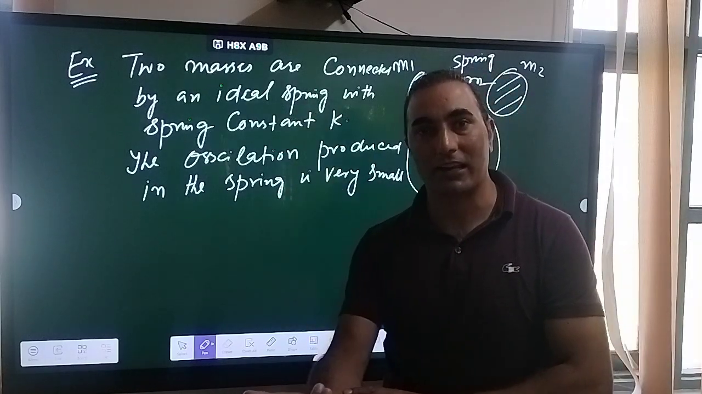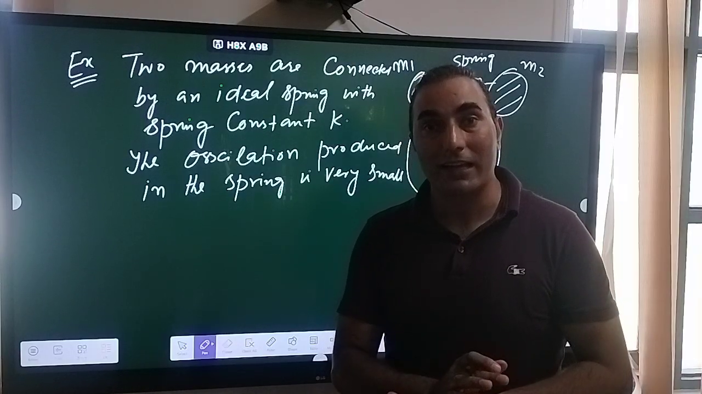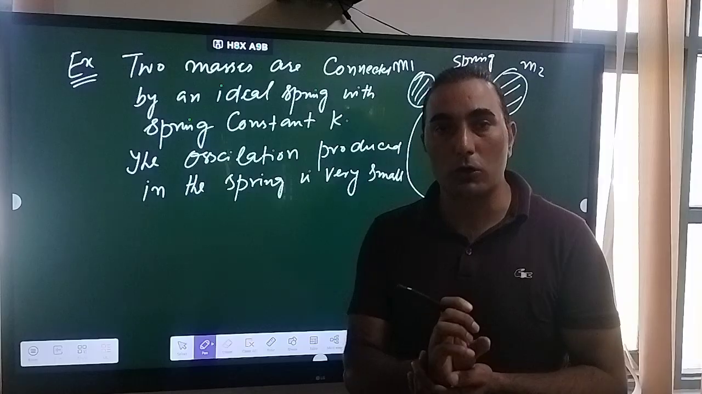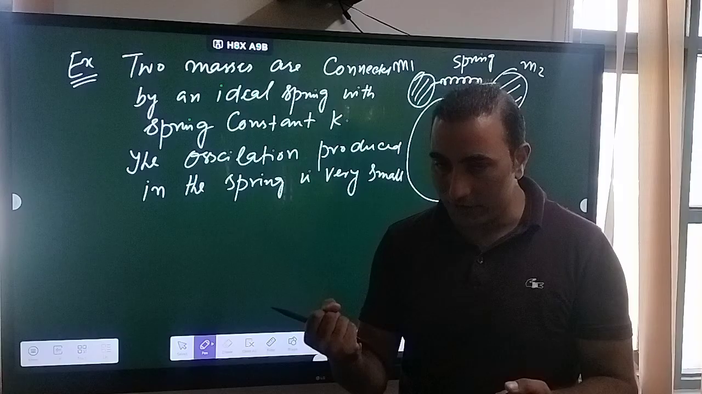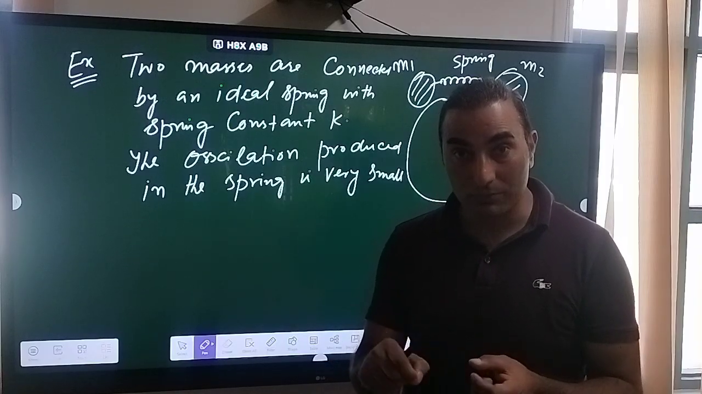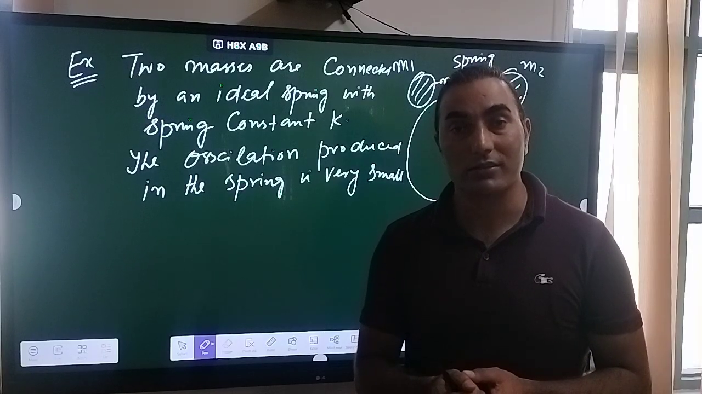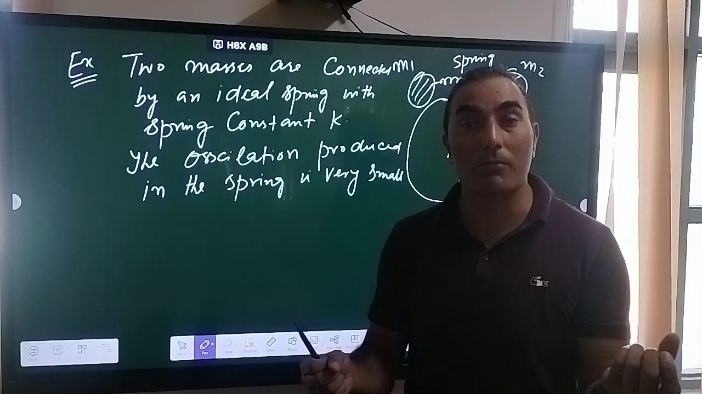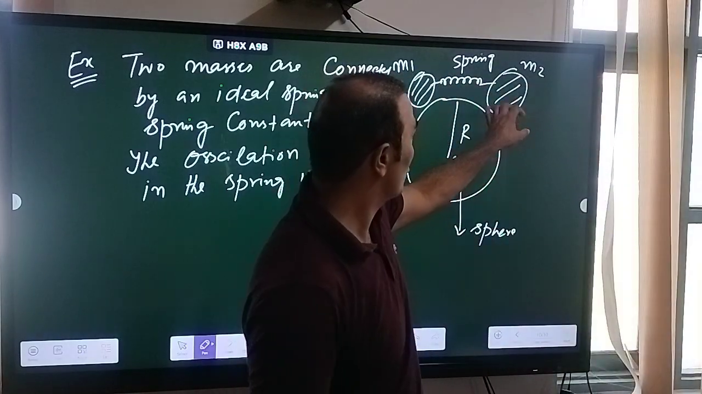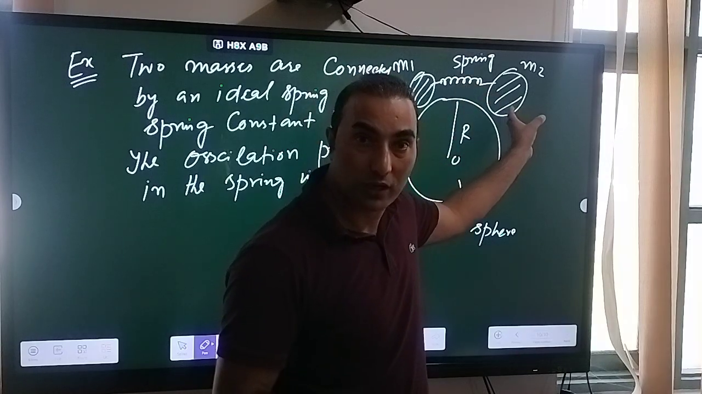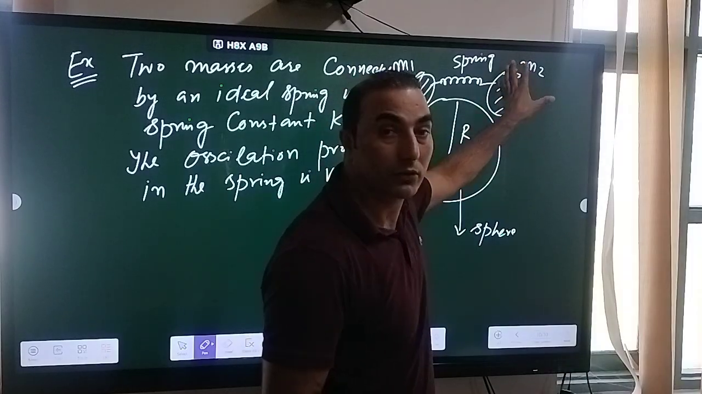It is written in the question. If it is not written in the question, then the case will be different. But here it is written that the oscillations produced in the spring are very small. So if I change one mass a little, oscillation will be produced in the spring, but I am assuming that those oscillations are very small. So for the other mass m2, when oscillations are produced, they will be very small, and that will not affect mass m2.